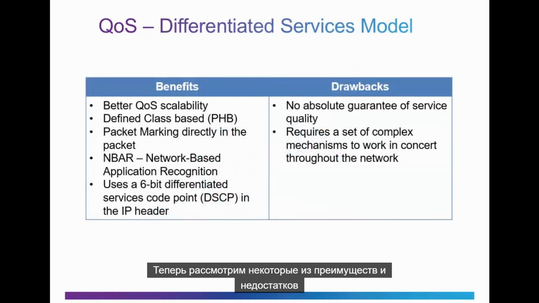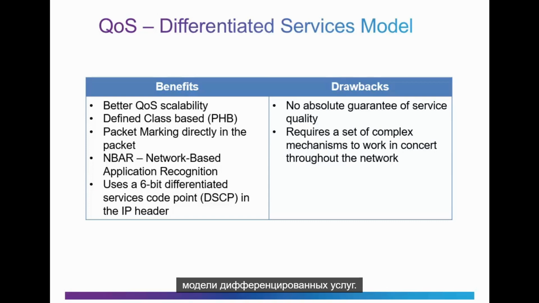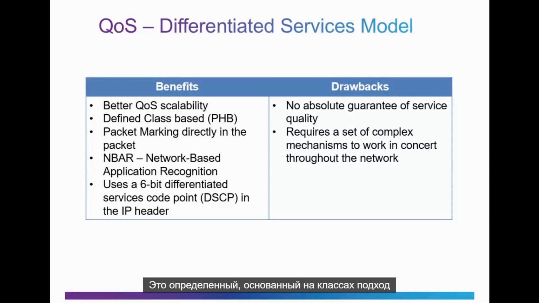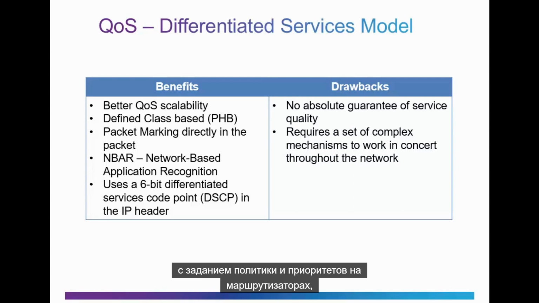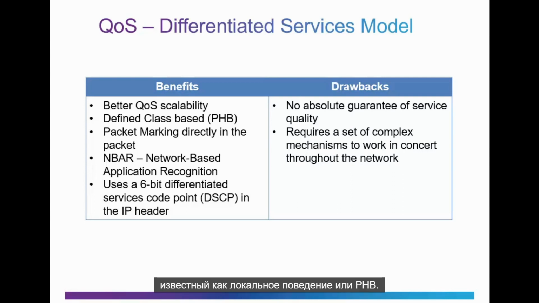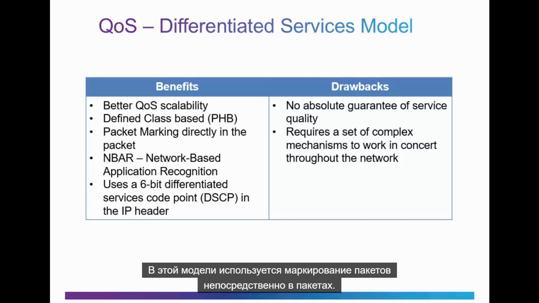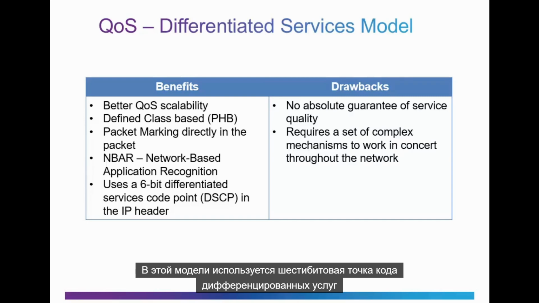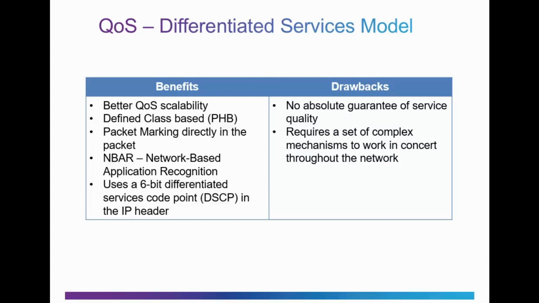Now, looking at the differentiated services model, we can see some of the benefits and drawbacks. Under benefits, the differentiated services model provides better QoS scalability. It is a defined class-based approach, defining the policy and priority at the routers, known as per-hop behavior, or PHB. It uses packet marking directly in the packets. In other words, packets are marked at the routers. It can also use the NBAR or NBAR2 network-based application recognition services. It uses the 6-bit differentiated services code point, or DSCP, in the IP header, and is also used with IPv6.